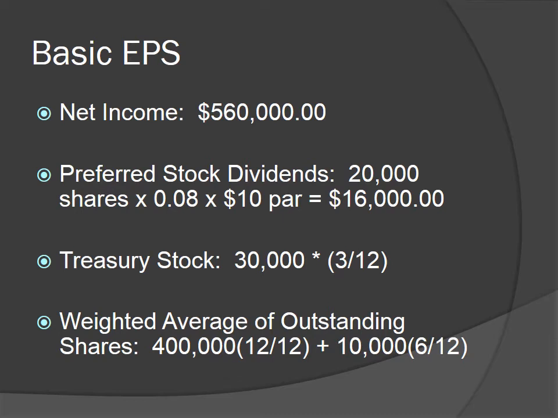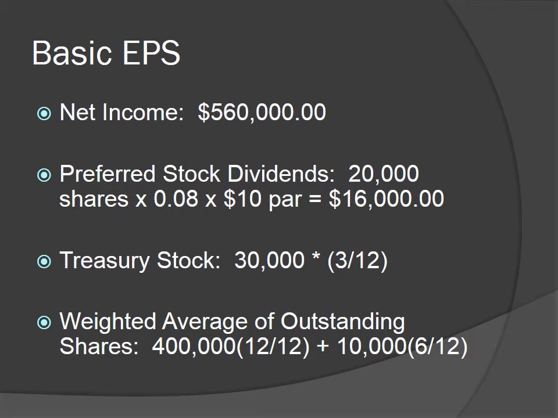The date ISU makes the purchase is important because the number of shares purchased is time-weighted for the fraction of the year they are not outstanding. By doing this, we are creating a weighted average for the reacquired shares. Since the shares are repurchased October 1st, they will not be outstanding for 3 months of the year.